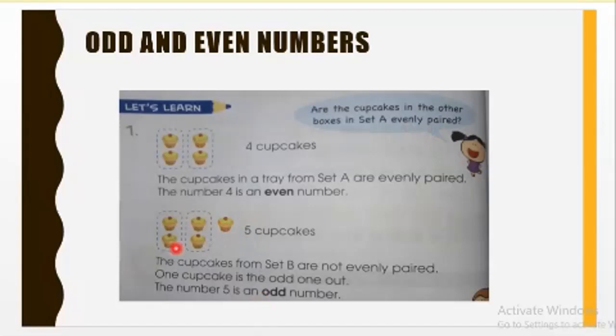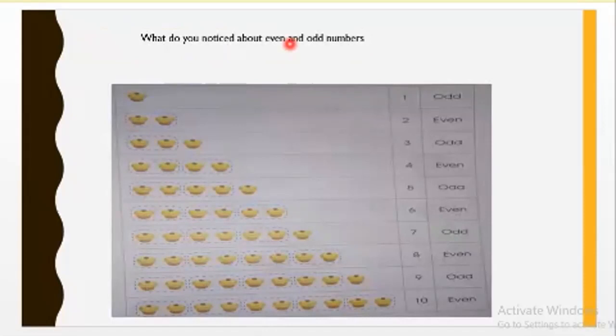So I have another explanation slide for you. Let's have a look at it. It's also just like that. What do you notice about even and odd numbers? Yes. In this picture, my question to all of you is, what are you noticing? Look at the picture carefully.